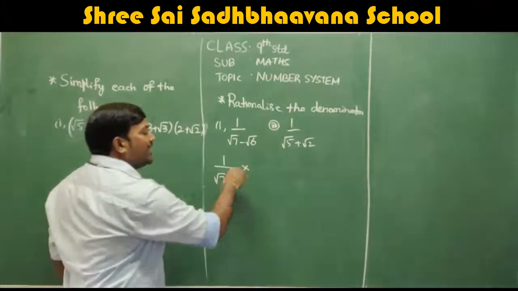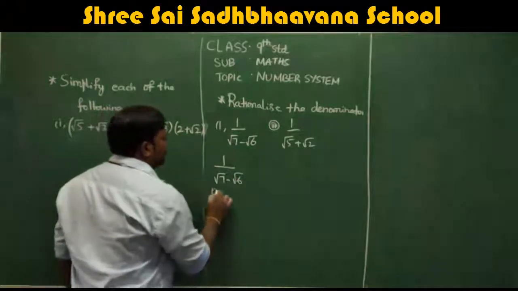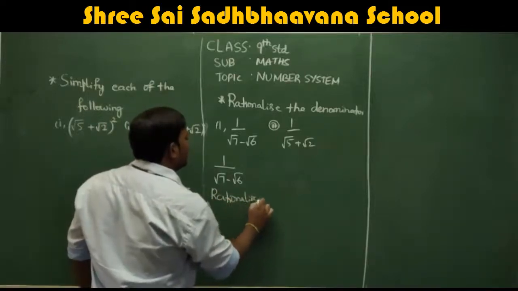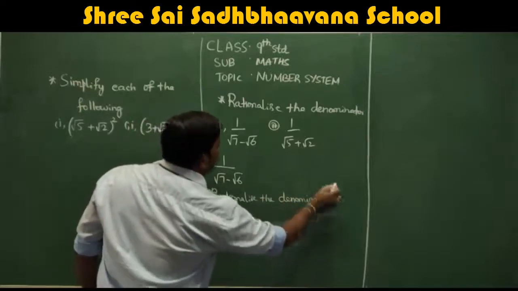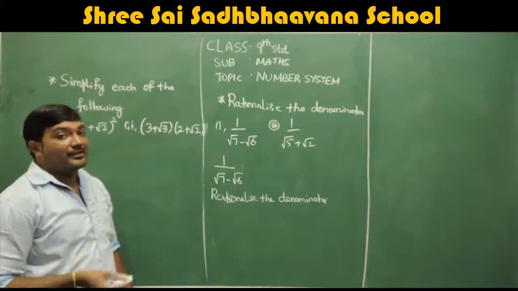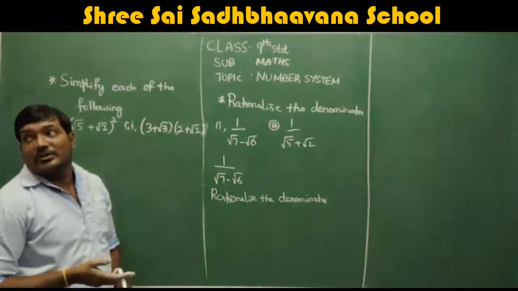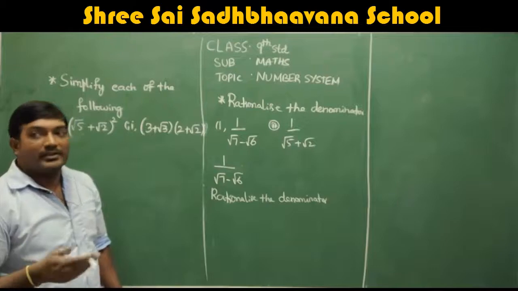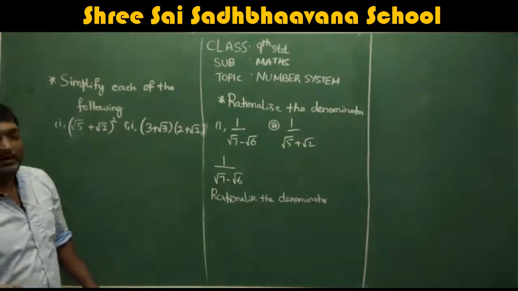For that we do the same thing we did for the last sum: rationalize the denominator. What do you mean by rationalizing the denominator? We are converting the denominator to a rational number. That's all. Don't think that we are converting the entire number to a rational number. We are converting only the denominator, so that the denominator becomes rational, but the numerator may be irrational. That form is fine, but you cannot write an irrational number in the denominator.